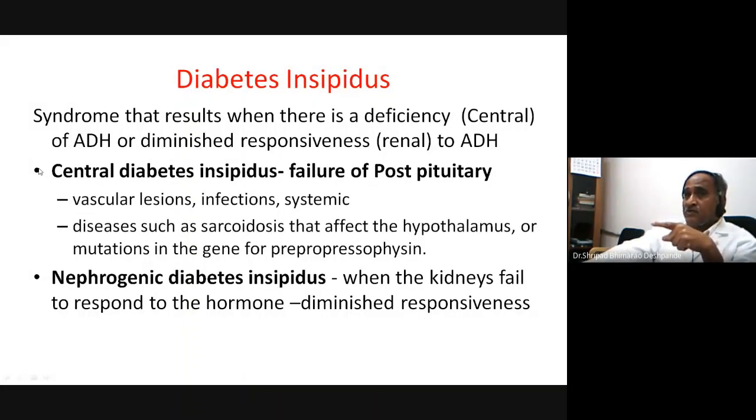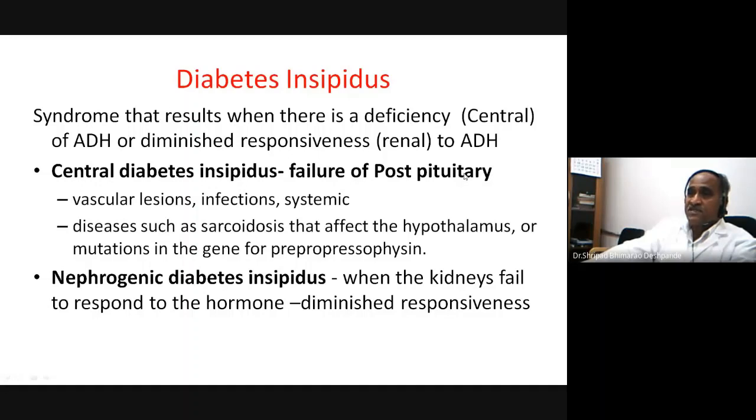Now the deficiency of ADH is known as central diabetes insipidus. That is the problem with the posterior pituitary gland. The second component, non-responsiveness or diminished responsiveness to ADH, is where the fault is in the kidney. That is nephrogenic diabetes insipidus. Here the kidneys fail to respond.